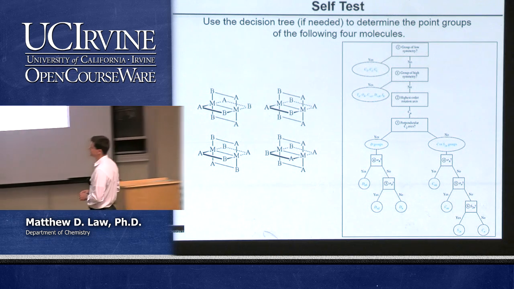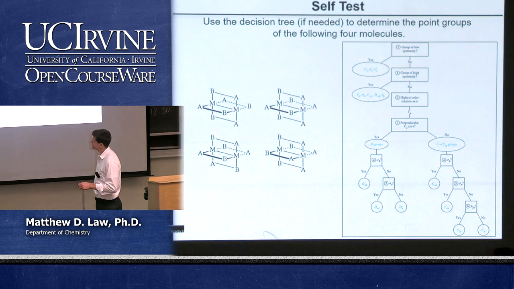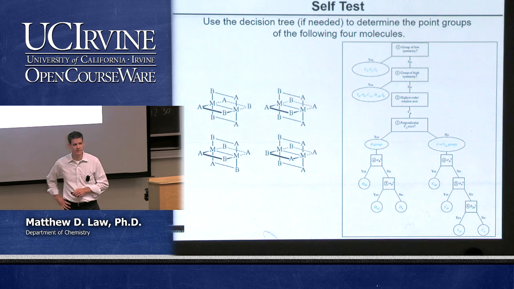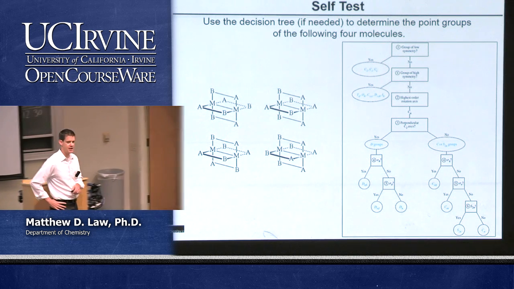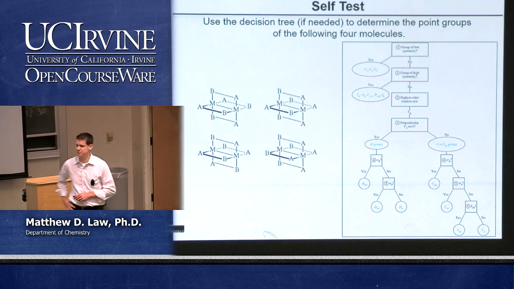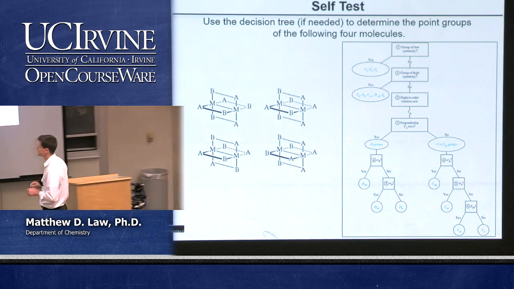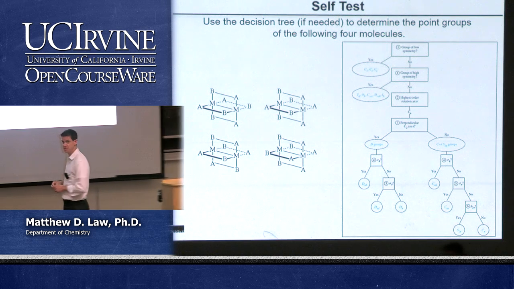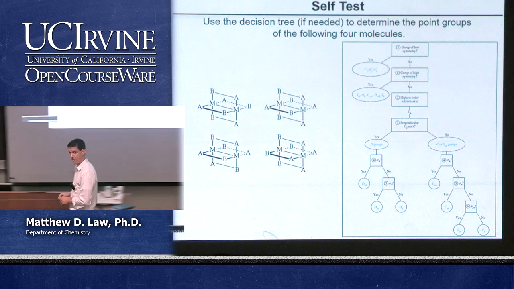What I'd like to do is take about two minutes. You try to assign the point groups for these four molecules, and then we're going to walk through what we think the answers should be. We'll have a couple of different examples, molecular and non-molecular, of assigning point groups. So take two minutes now and work through these four examples, and then in two minutes we'll discuss them.